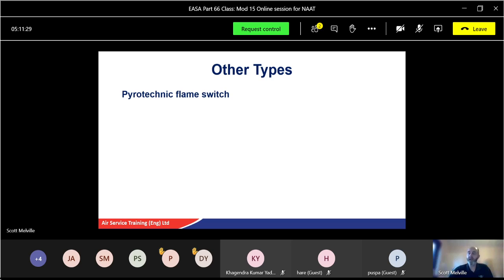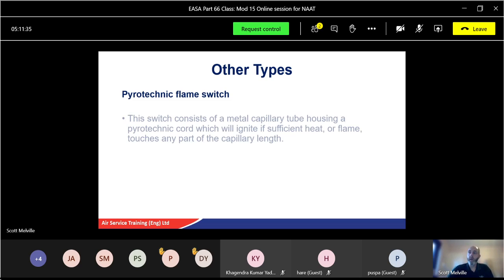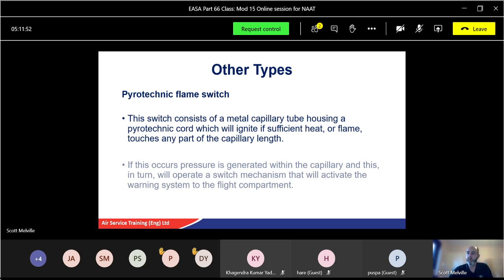Other types you might come across, well, you probably won't come across to be honest. Pyrotechnic, as it sounds, explosion. The switch consists of a metal capillary tube housing pyrotechnic cord. So a pyrotechnic cord, you set fire to it, it's going to go. So if you have a fire in your engine compartment, it will ignite with sufficient heat, flame touches any part, and it'll just blow itself. If this occurs, pressure is generated within the capillary, and this in turn will operate a switch mechanism, and that will activate the warning system in the compartment. But this type of fire switch is not used on commercial aircraft. Again, more for military aircraft. So you've probably never come across this.